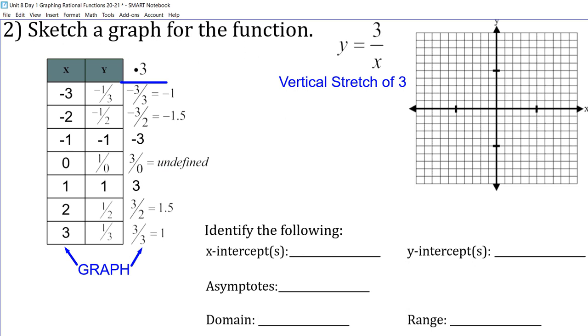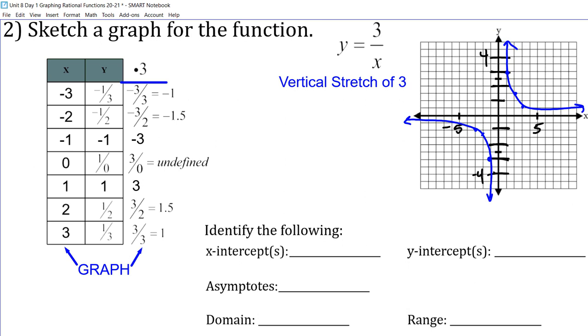So if I'm plotting those points, connecting them to show it's a continuous function, what would it look like? It would look like this.